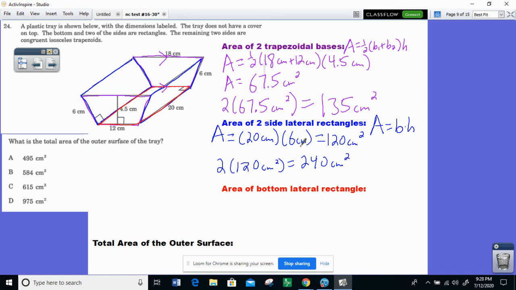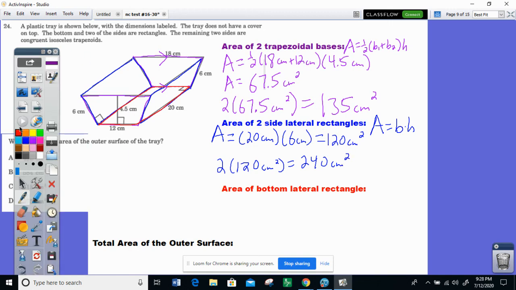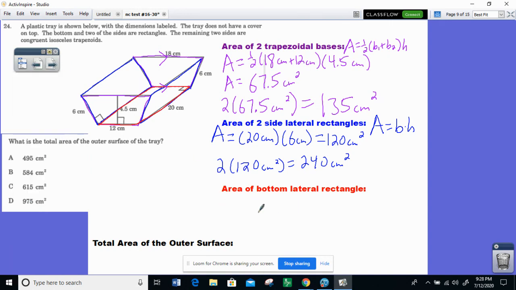And now we want to do the area of the bottom lateral rectangle. So that's going to be the same, area equals the base times height. So the area is 20 centimeters times 12 centimeters. So that's 240 square centimeters.